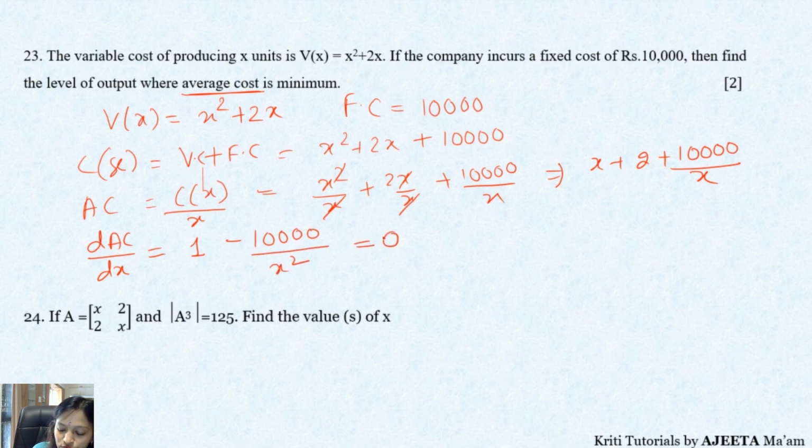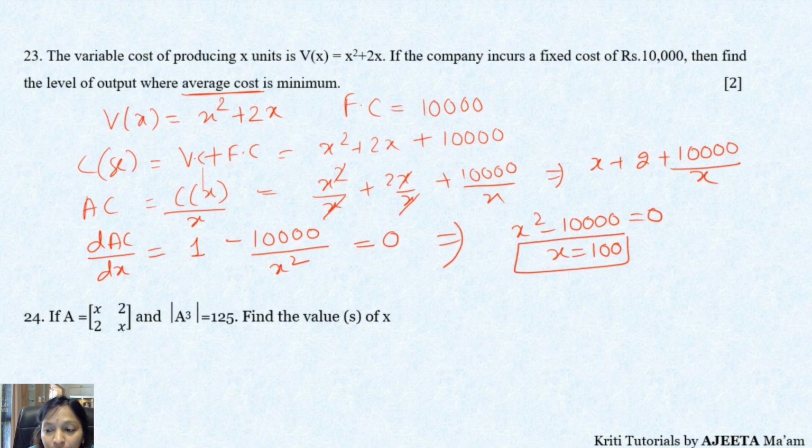Now let's equate it to 0 because we have to find the point of minima for that. So now what will you get? So for minima, x square minus 10,000 will be equal to 0. So x is basically 100. Minus 100 it couldn't be because commodities can never be negative, so you will reject that. So now this will be the point of minima.